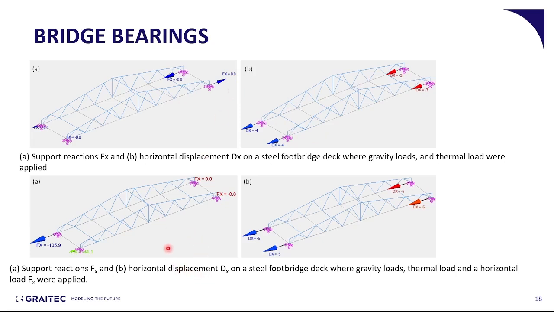Whereas on the bottom figure, the supports are activated because we see on the left part of the deck that the support reactions are now higher than 0, and of course the horizontal displacement on the steel bridge is equal to 5, which means the gap support has been activated and starts providing reactions in order to block any further movement of the steel deck.